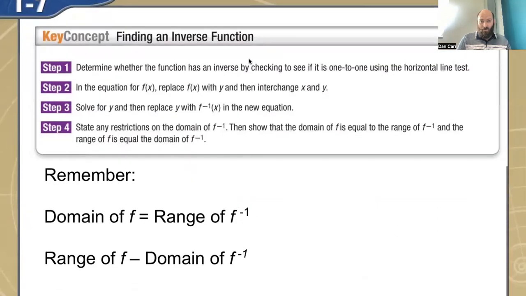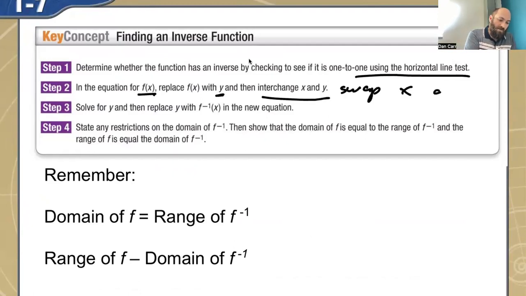To find an inverse function, first of all, we want to determine: does an inverse exist? We do that with the 1-to-1 check with the horizontal line test. In the equation, you're going to take f of x and replace it with y and also swap the x and y. So we're going to swap x and y here.